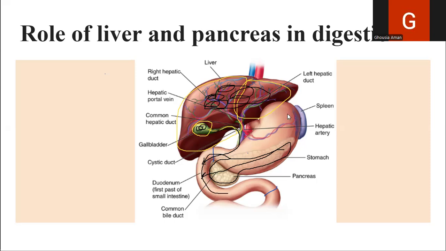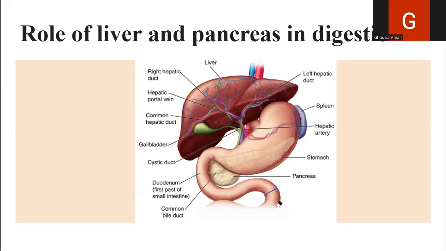So what is the function of this bile? The function of this bile is that it does not contain any enzyme. Rather, bile is made up of salts and it has a pH slightly above 7. So you can say it is slightly alkaline in nature. So it mixes up with the acidic chyme.